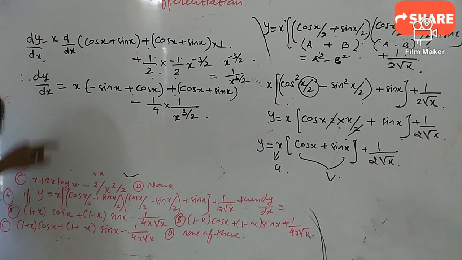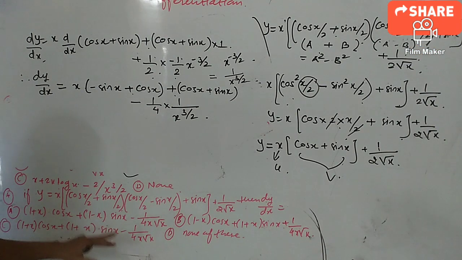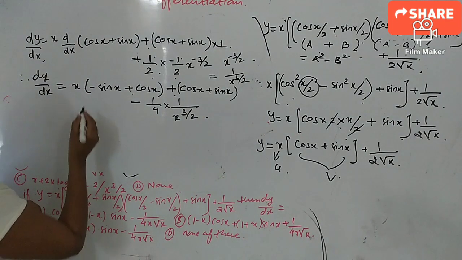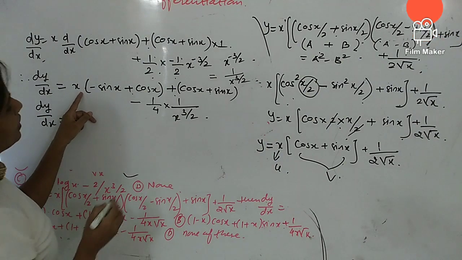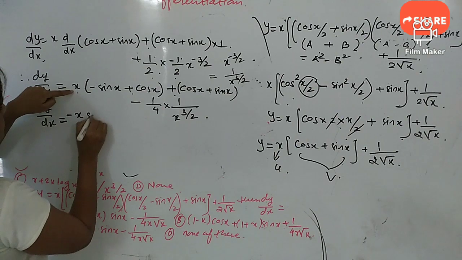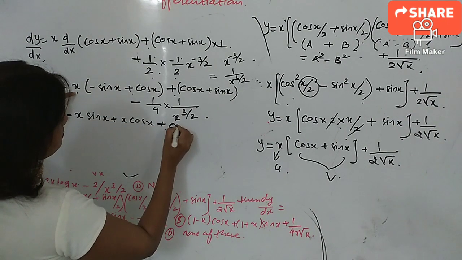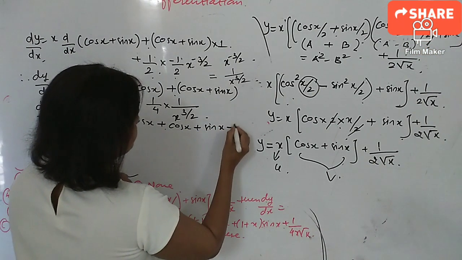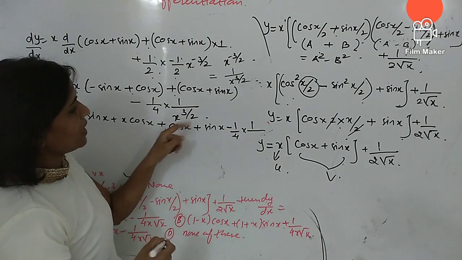And again check the options. So what are the options given here? Options are 1 plus x cos x, 1 minus x sin x. Okay, so we have to take the cos x and sin x common. So dy by dx is equal to, from multiplying by x, we get minus x sin x plus x cos x plus cos x plus sin x. Okay, and minus 1 by 4 into 1 upon x to the power 3 by 2.